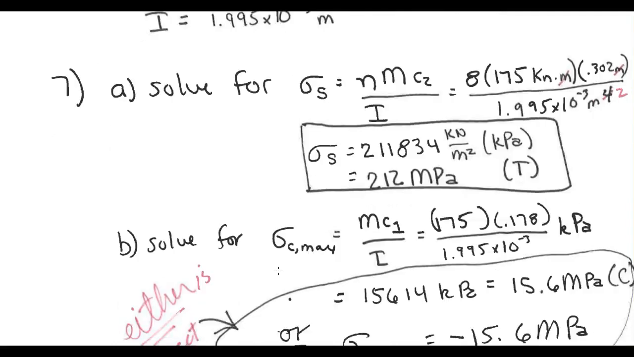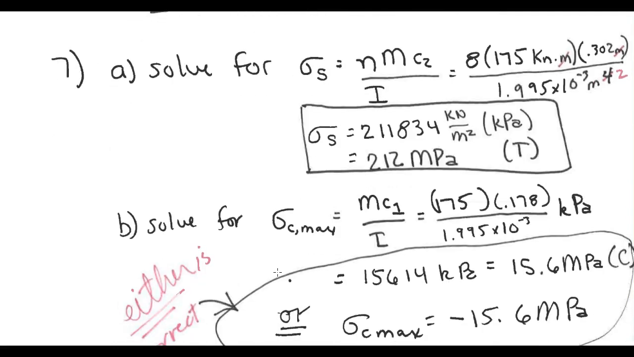Okay, now finally we get to the point where solving is in order. We solve for the sigma in the steel, which is equal to n, that ratio of moduli of elasticity, because we essentially have to transform the steel back, times the moment, times the distance from the neutral axis to the transformed steel, divided by the moment of inertia. So I go through the work, and I come out with units in kilonewtons per meter squared, which would be kPa, and I divide by 1,000 to get MPa. Now, the sigma in the steel will be in tension. Otherwise, there's no point in having it there.